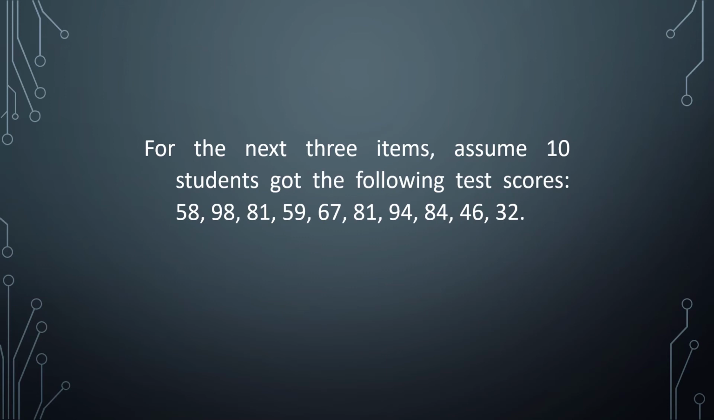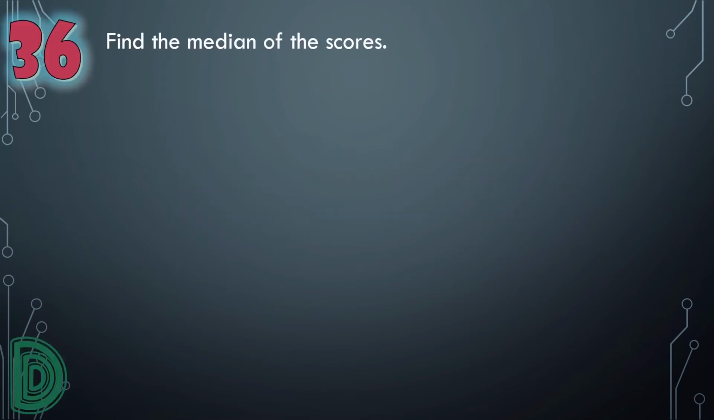For the next 3 items, assume 10 students got the following test scores: 58, 98, 81, 59, 67, 81, 94, 84, 46, 32. Number 36, find the median of the scores.